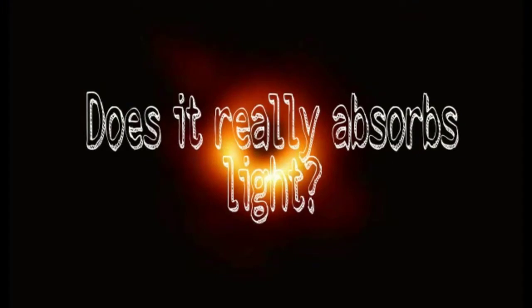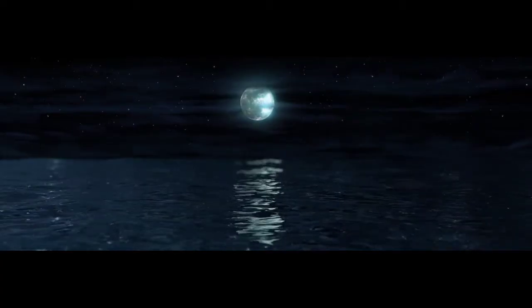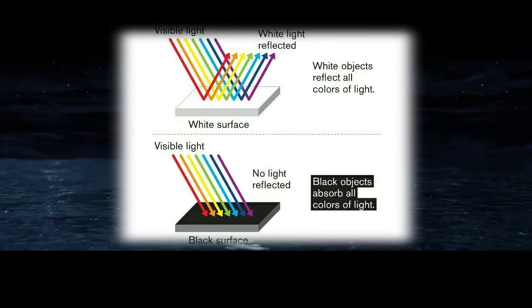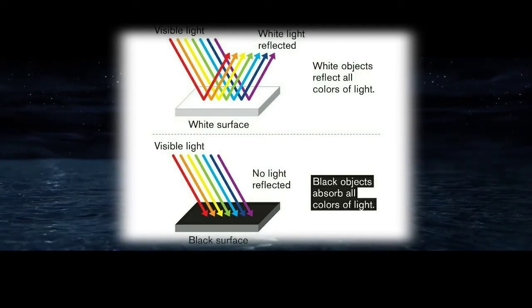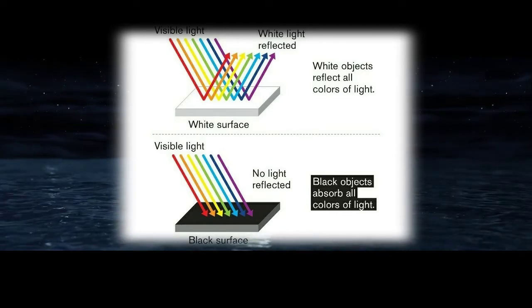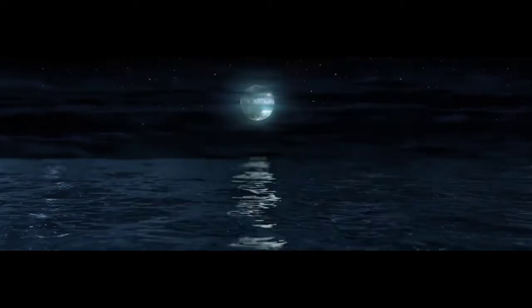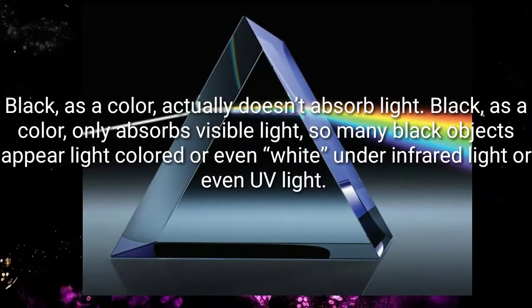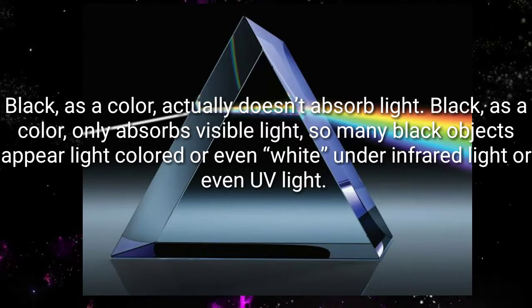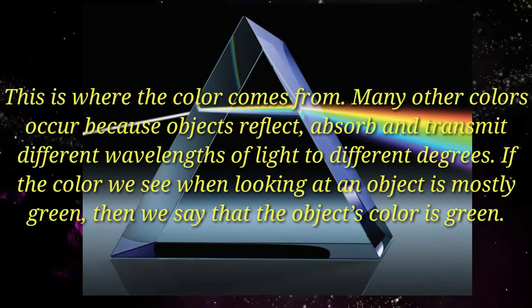Black, as a color, actually doesn't absorb light. Black, as a color, only absorbs visible light, so many black objects appear light-colored or even white under infrared light or even UV light. This is where the color comes from. Many other colors occur because objects reflect, absorb and transmit different wavelengths of light to different degrees.